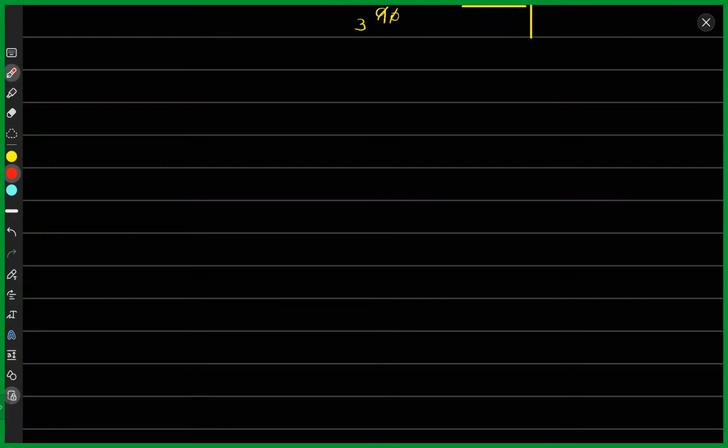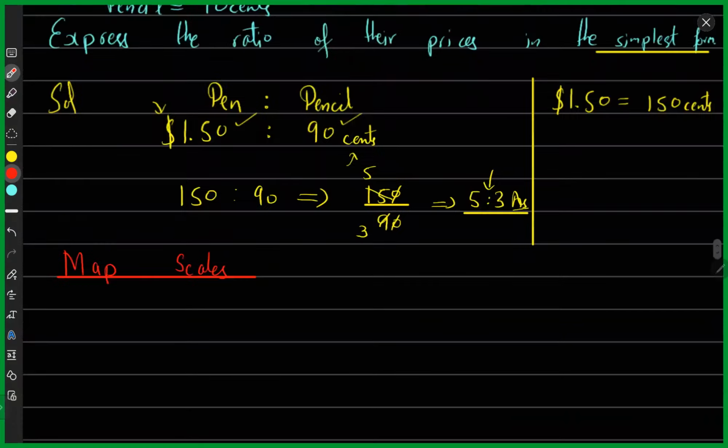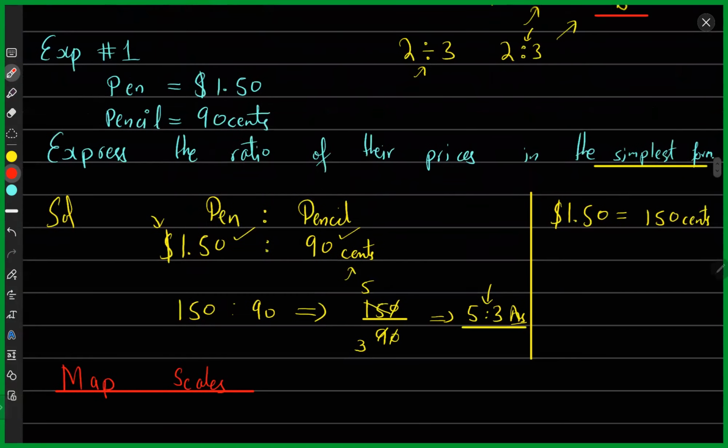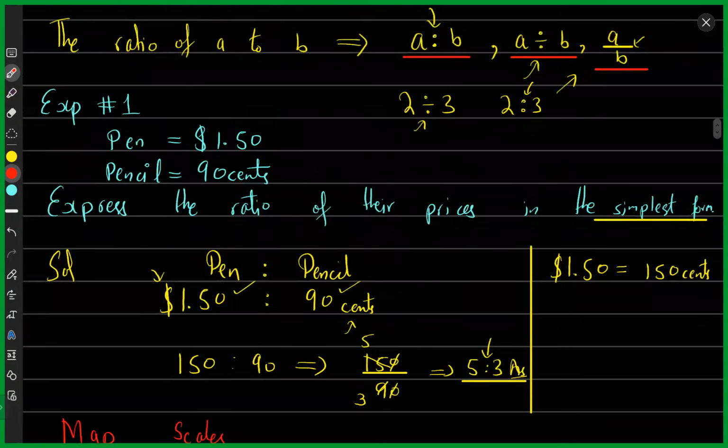So this is the next thing, and it is called map scales. Ma'am, I had a question, ma'am. Yes. Ma'am, the ratio that you showed earlier, what does it tell us, ma'am? I'll tell you.